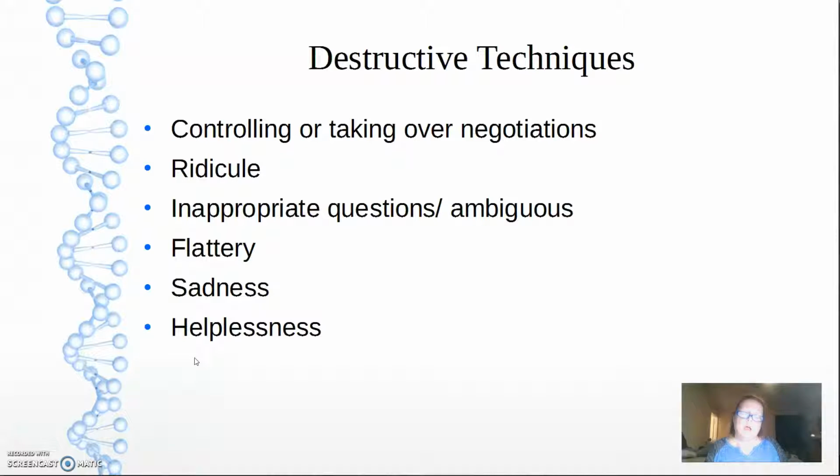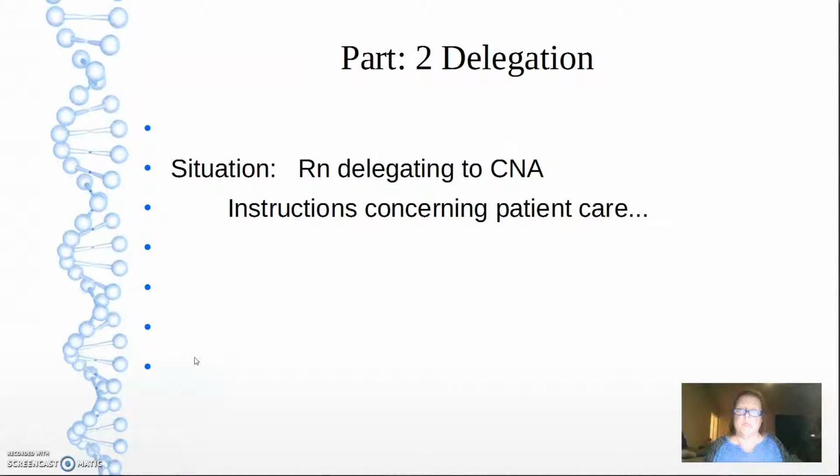Destructive techniques are ones that are controlling or overtake the negotiations and are unwilling to listen to others. Ridicule, putting people down, inappropriate questions or ambiguous ones. In the reading, the inappropriate question was during the meeting, all of a sudden it was like, so I've never understood how the heart works. That had absolutely nothing to do with the issue at hand, and that would be considered an inappropriate question, something that would be misguiding. Flattery, sadness, helplessness, all these are manipulative types of techniques and are very destructive to coming up with solutions.